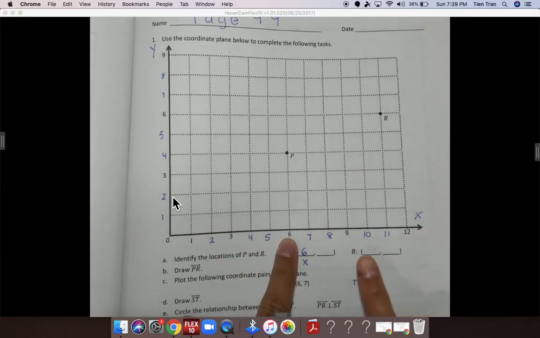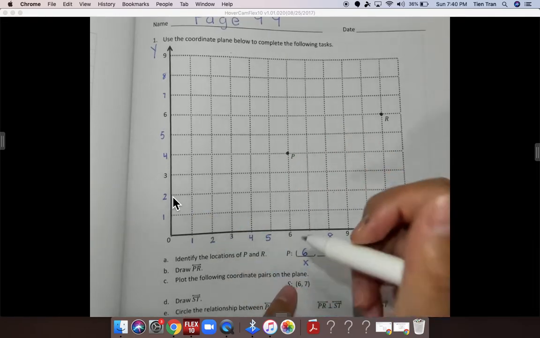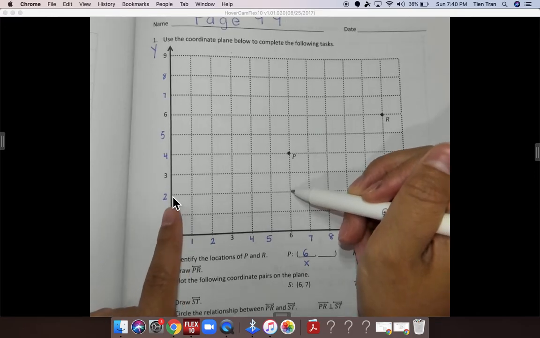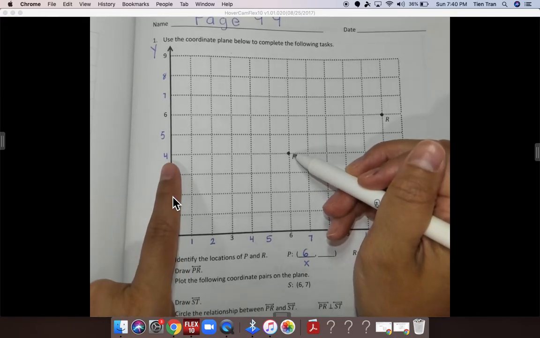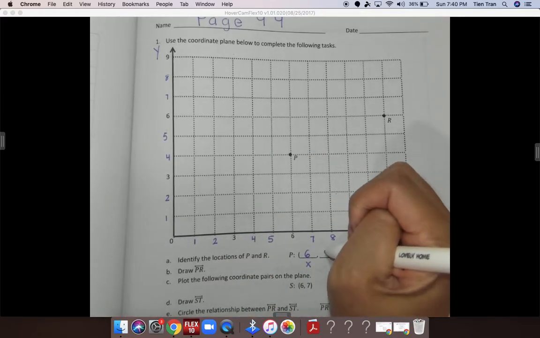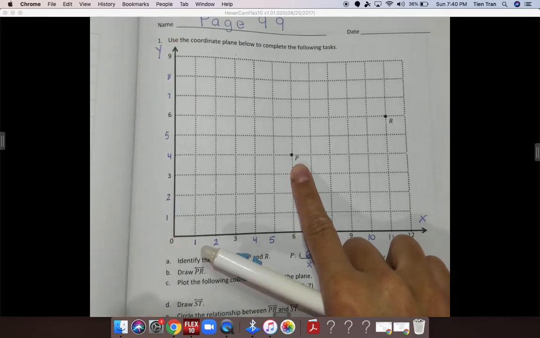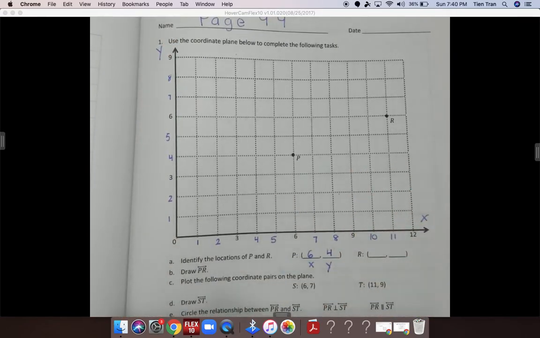Now how many times do I need to move up to find coordinate P? I need to count 1, 2, 3, 4. I moved up 4 times to find coordinate P. So I'm going to put 4, and notice that I moved up on the y-axis. So this is why this is the y-axis.